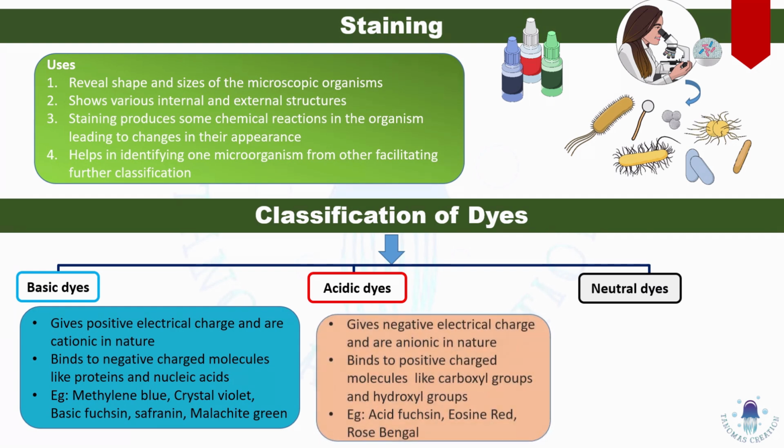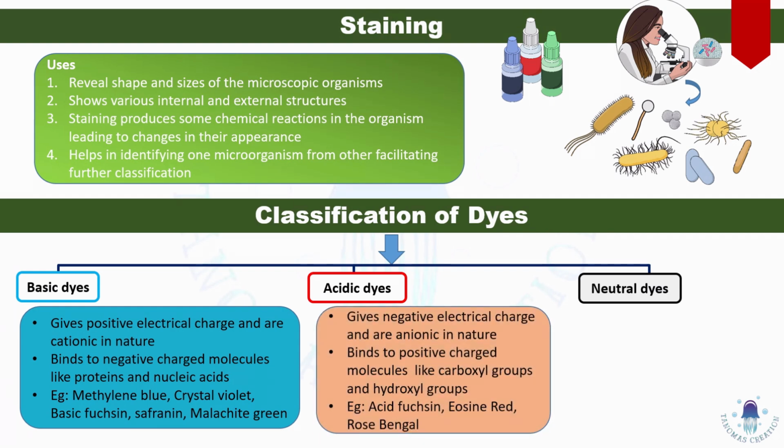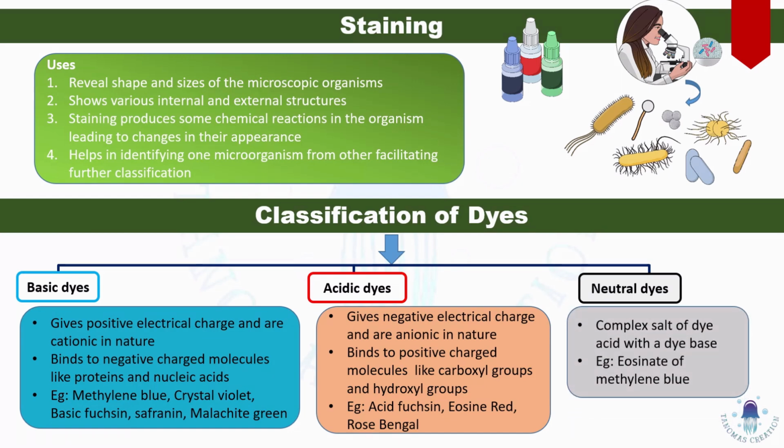Next is the acidic dyes. They give a negative electrical charge and therefore are anionic in nature. Since they are negative in charge, they bind to the positively charged molecules like carboxyl groups and hydroxyl groups. Examples are acid fuchsine, eosin red, and rose bengal. The third category is neutral dyes. These are the complex salt of diacid with a dye base. An example of this is eosinate of methylene blue.